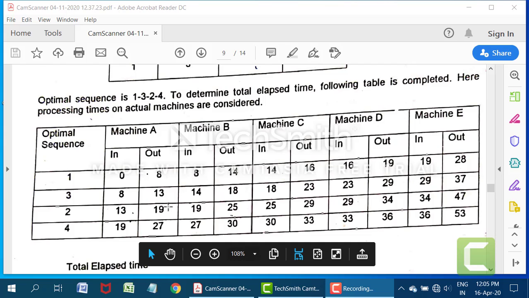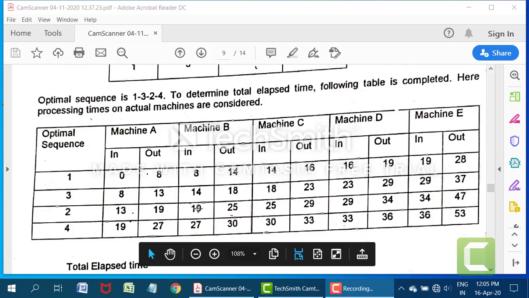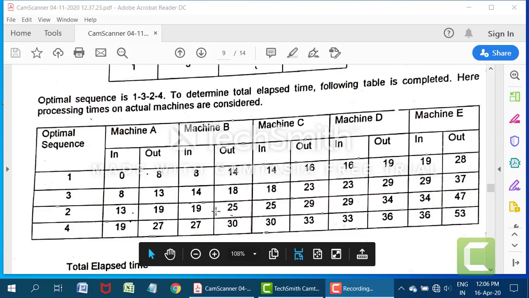Why? Because the next job was in operation on machine A up to clock time 19. Though the machine has completed the previous job by 18, the job was held up in the previous machine up to clock time 19. Only at clock time 19 can this job be loaded onto this machine, not at clock time 18. So at clock time 19 it starts the operation on the second job. For the second job, operation time on machine B is 6, so 19 plus 6, 25.